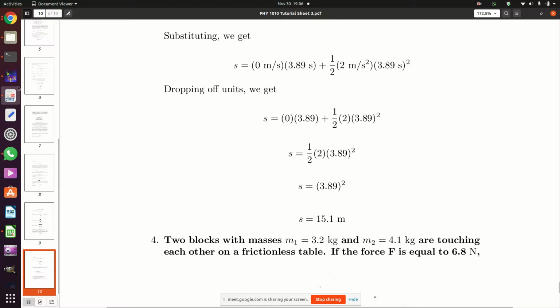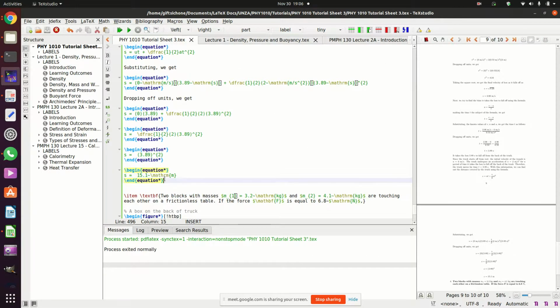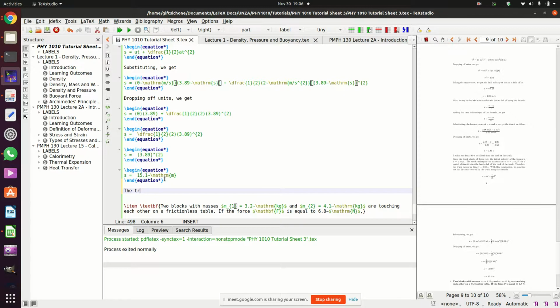So the truck travels a distance of 15.1 meters before the box falls off from the back of the truck.